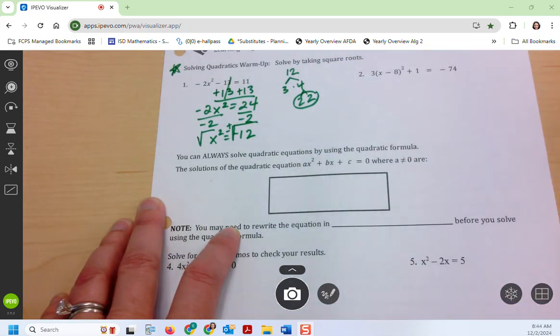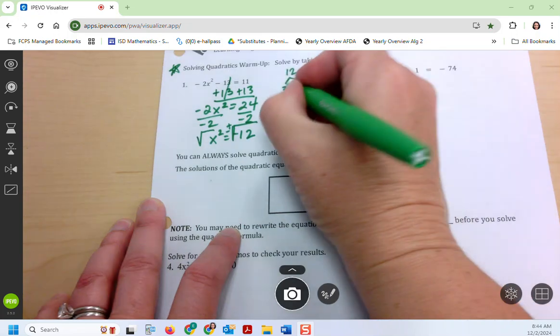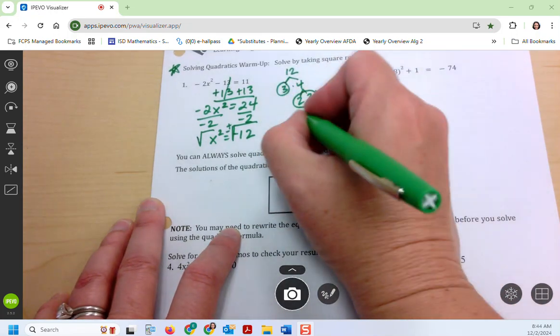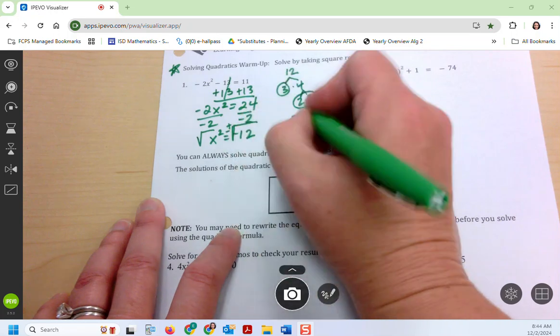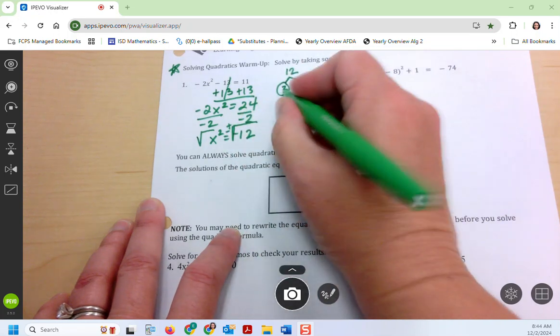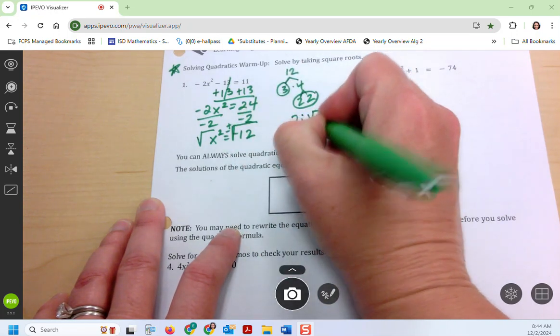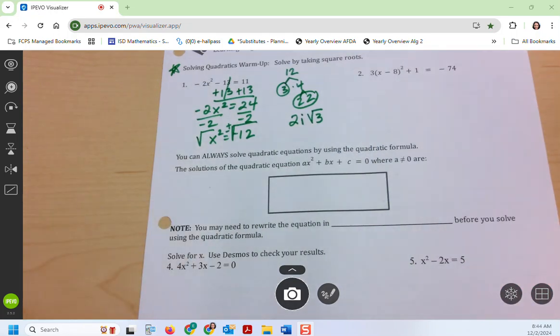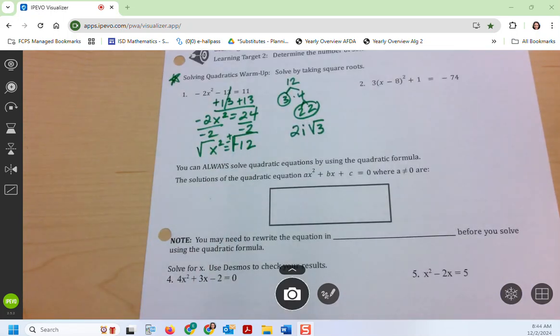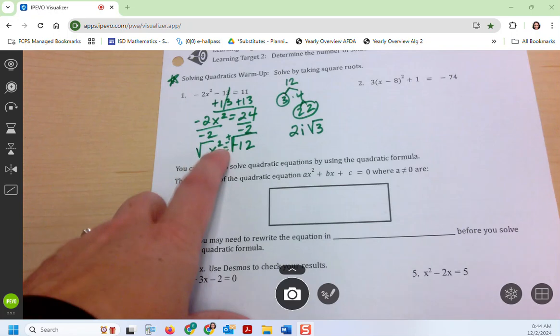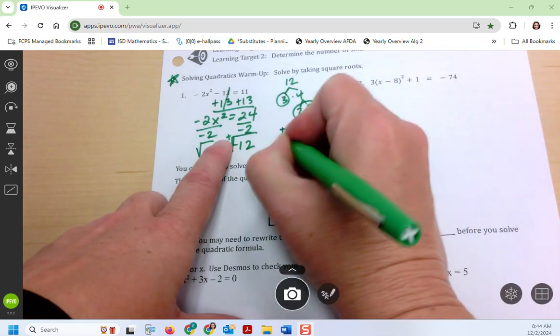You can do 6 and 2 also, but you'll still end up with 3 times 2 times 2, right? So that would give me a 2 on the outside. Because it's negative, I have an i on the outside, and then I have a root 3, and I'm still missing what on my answer? What did I forget? I had it back here. The plus or minus here, okay? So the plus or minus is what I was missing.